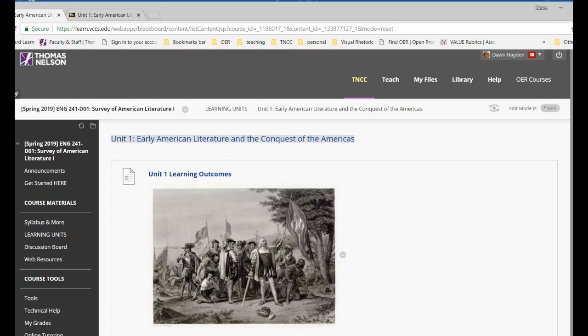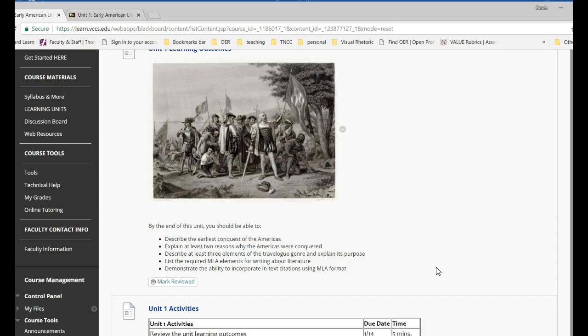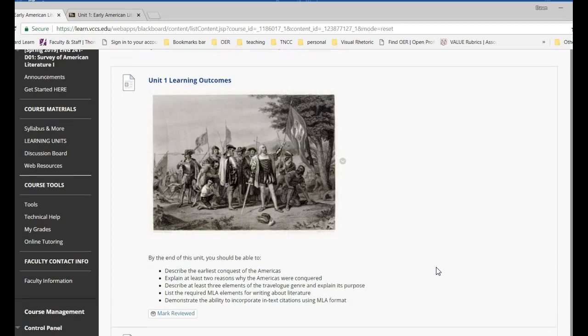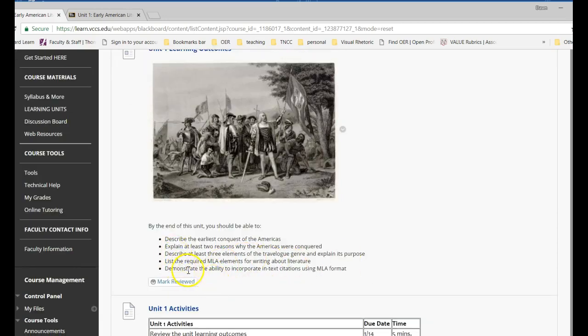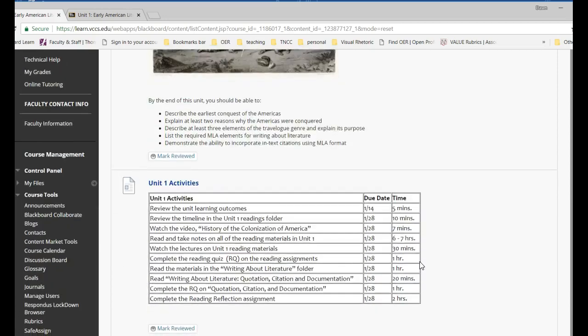Hi everyone, since this is your first learning unit, I wanted to walk you through it just so you had an idea of what the materials were and how to attack it. First, you'll see the learning outcomes. Read through those because those are the things that you should be able to do by the time you complete all of the assignments in this unit. So it's very important that you understand what it is you need to know.